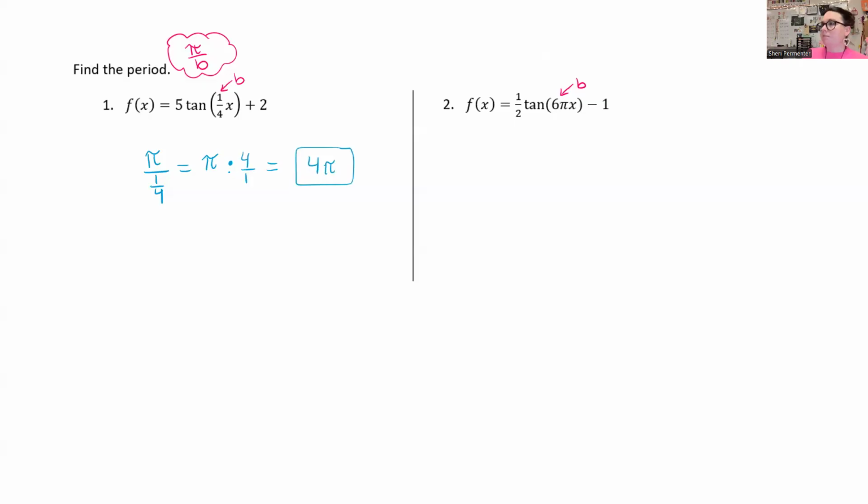The next problem, what am I going to write down? Pi over 6 pi. What happens? The pi's will cancel, so I'm left with what? 1/6.